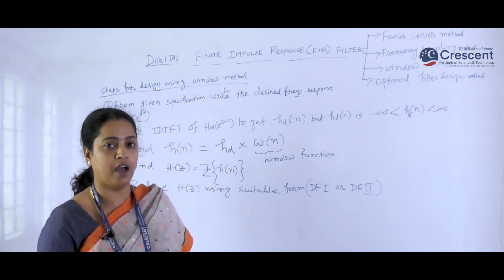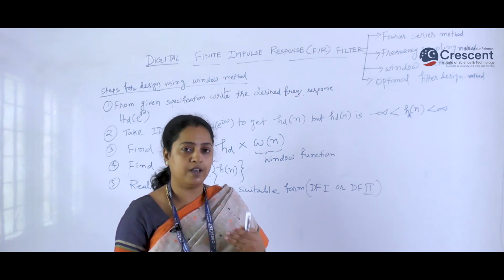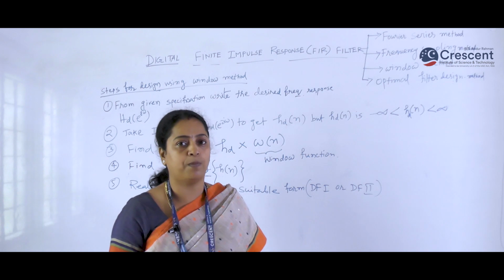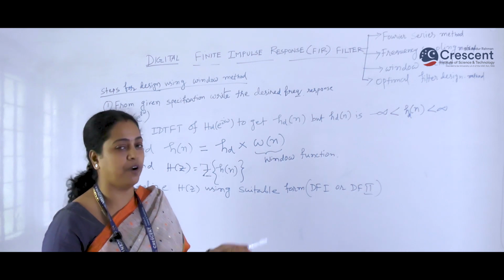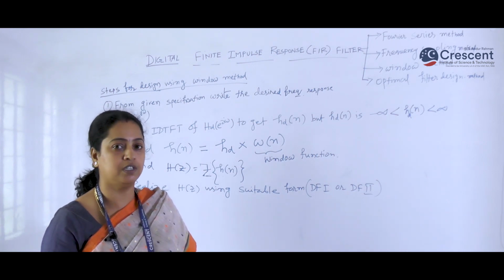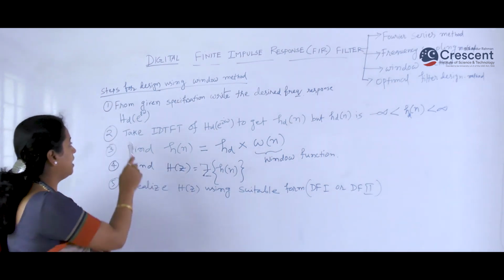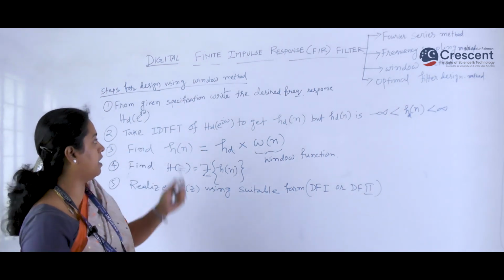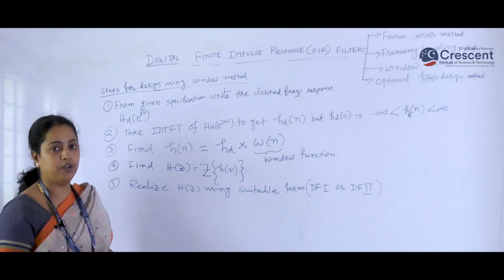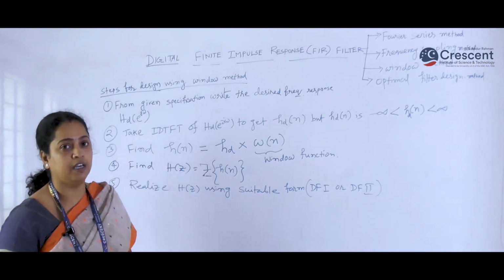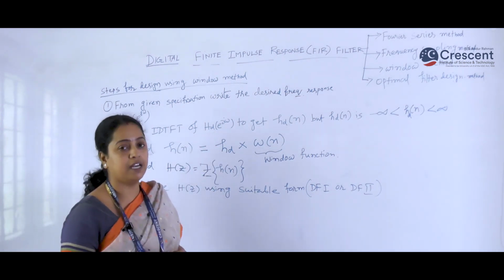We know that filters may be of type low pass, high pass, band pass or band stop. Once we read the specification properly and try to write the desired magnitude response, we will be able to find out which type of filter the specification is for. That is denoted by HD of e power j omega, where D stands for the desired frequency response. If we want, we can give it another name also. Next, the second step: we have to take the inverse discrete time Fourier transform of this desired frequency response to get HD of n.